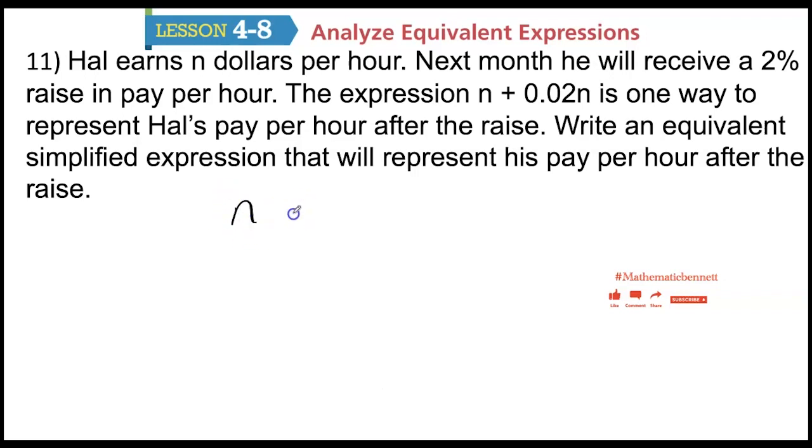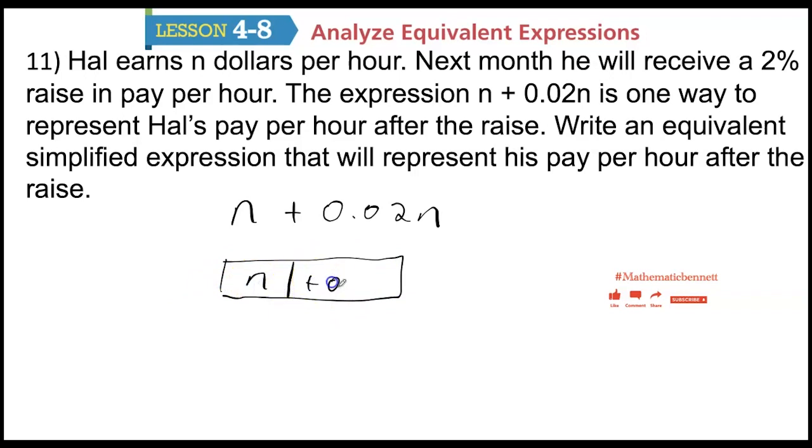Alright, so we have n plus 0.02n. This is the expression that we have. They want us to write an equivalent expression. So we could factor this expression. I'm going to use the area model to factor the expression. We see that n is common to both terms. So we factor out n. n into n goes 1 time. n into 0.02n goes 0.02. We write this expression as a product of 2 factors. We get n(1 plus 0.02).